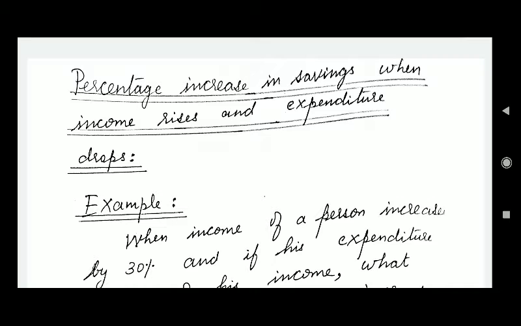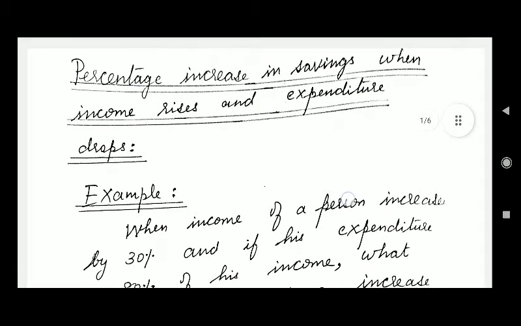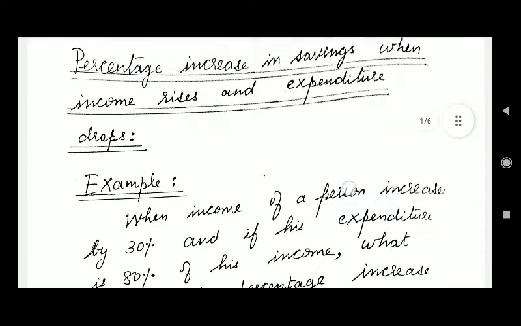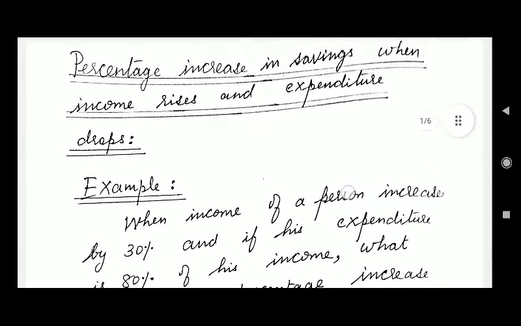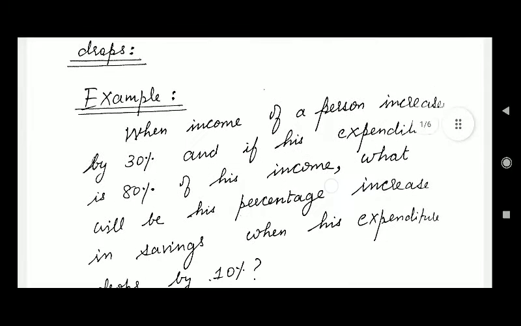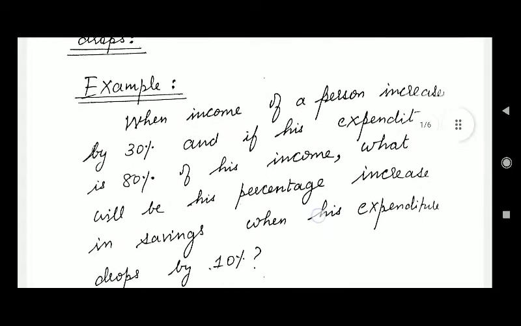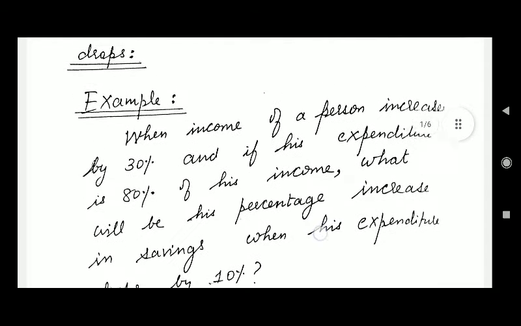In continuation with our previous video, we are yet again going to find an interrelation between percentage savings, percentage expenditure, and percentage income. Obviously, in this case also, we are going to start with an example. So, we are going to solve, as usual, the example with the conventional method.